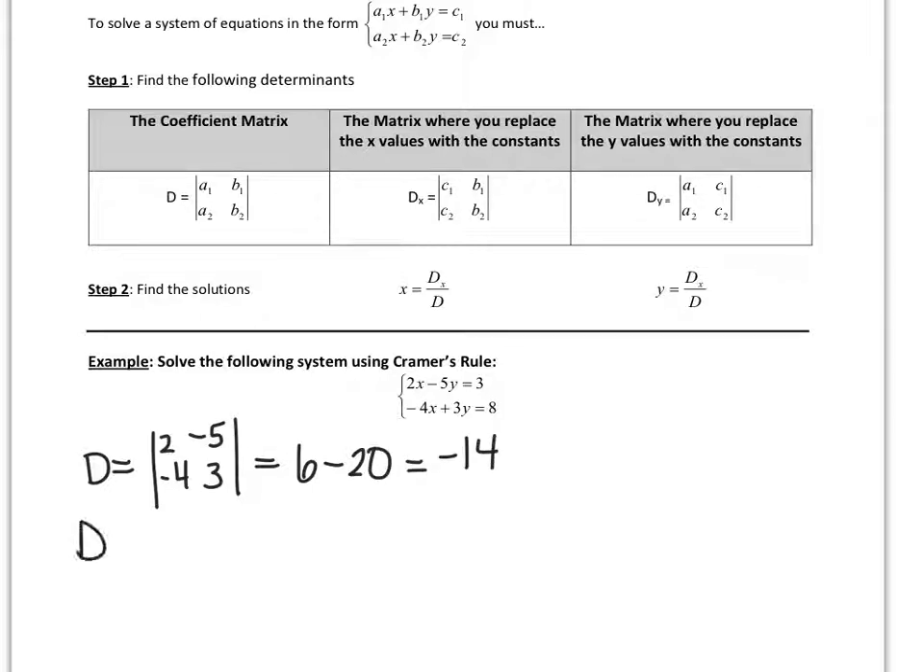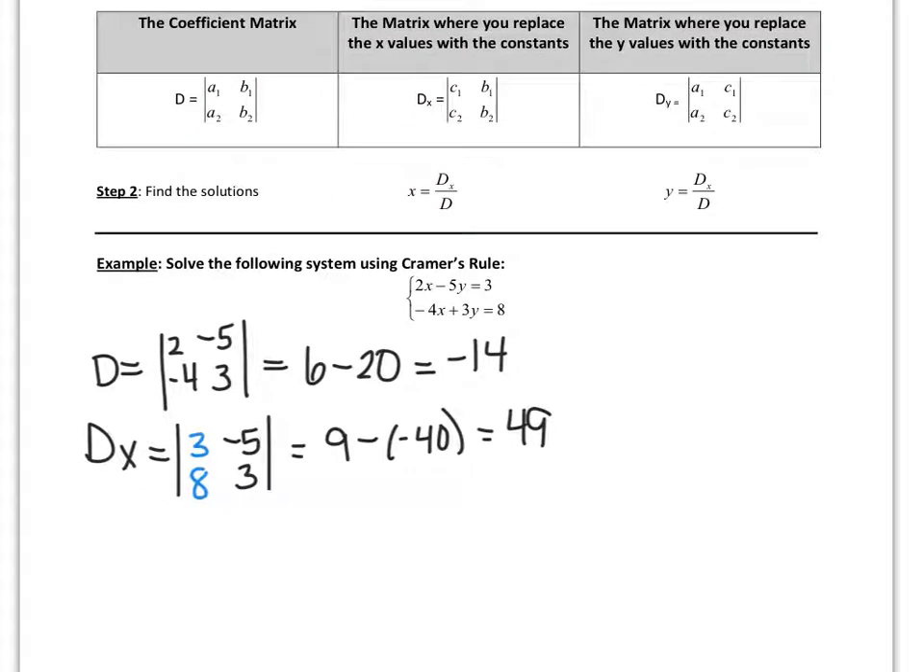Then if we want to find d sub x, we want to find the matrix where you replace the x values with the constants. So you see how I have a 2 and a negative 4? I'm just going to put the 3 and the 8 instead. The 3 and the 8 are the constants, so they're going to go there. And then I just leave the y values as is and calculate that determinant. So 9 minus a negative 40 is 49.